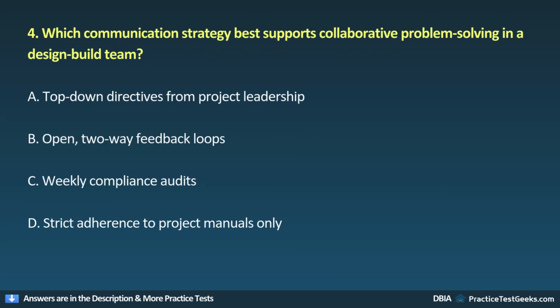4. Which communication strategy best supports collaborative problem-solving in a design-build team? A. Top-down directives from project leadership. B. Open, two-way feedback loops. C. Weekly compliance audits. D. Strict adherence to project manuals only.